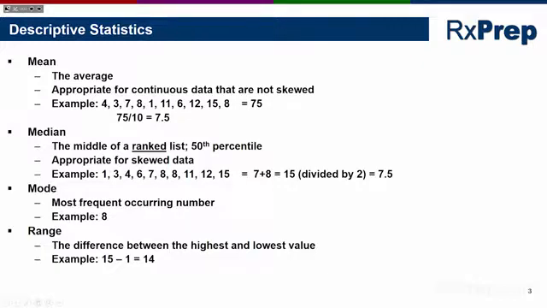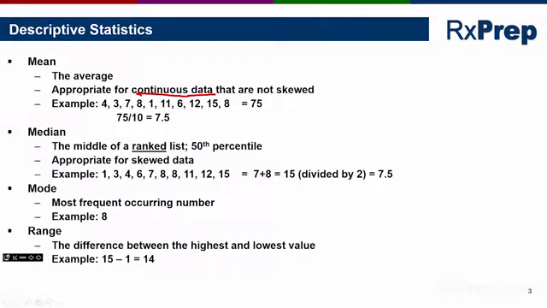It's an average. We use this in everyday life. It's appropriate for just continuous data that is not skewed. So non-skewed data would be data that follows a bell-shaped curve or a Gaussian curve, and we'll get to that terminology in a minute. So this is the average.